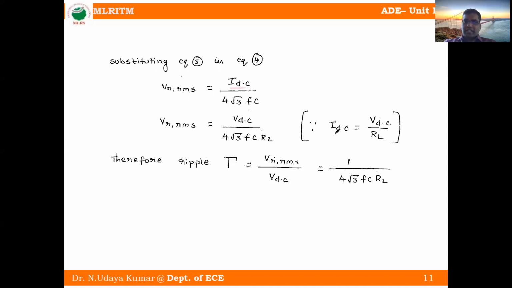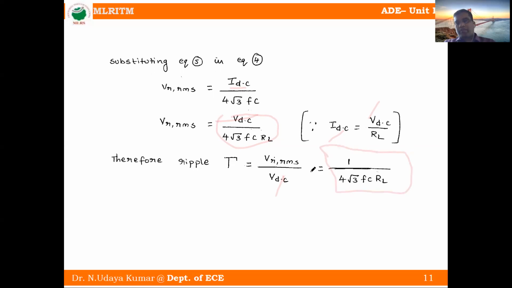So what is IDC? IDC is equal to current, voltage by resistance, VDC by RL. So that is VRMS. So what is the ripple factor? The ripple factor formula is VRMS by VDC. So VRMS is VDC by 4 root 3 FC into RL, divided by VDC. This VDC and this VDC cancel. Finally, we will get 1 by 4 root 3 FC into RL. This is the ripple factor.